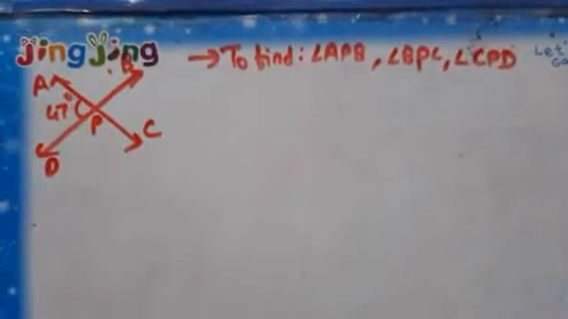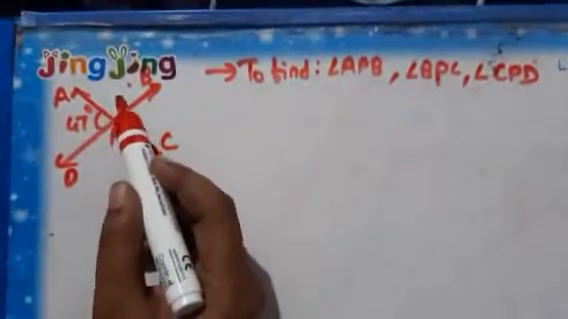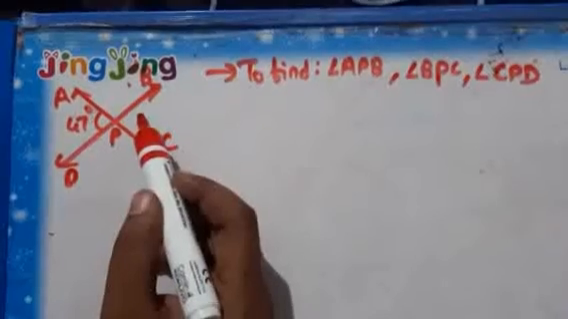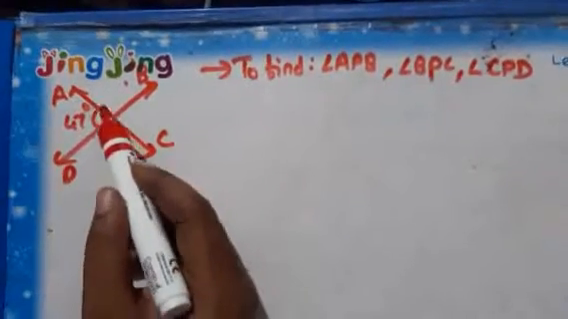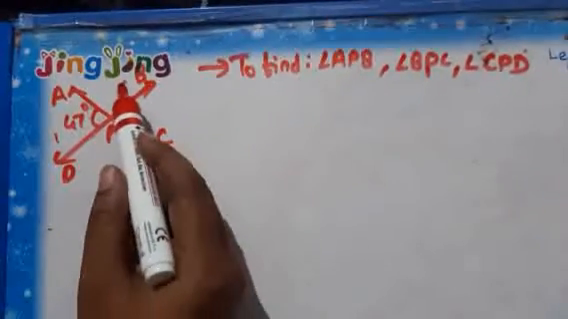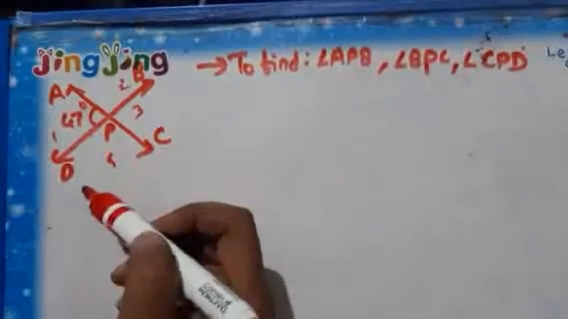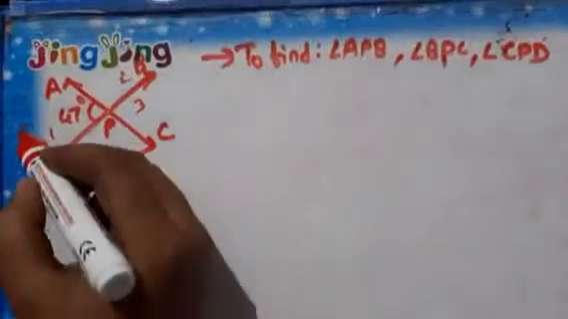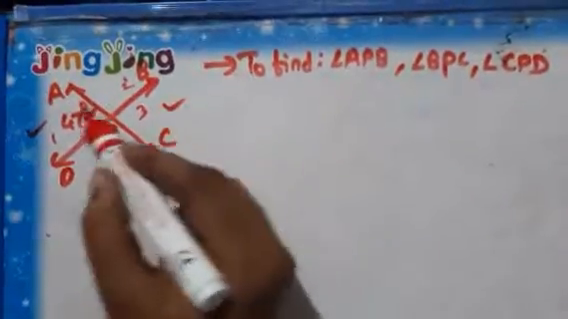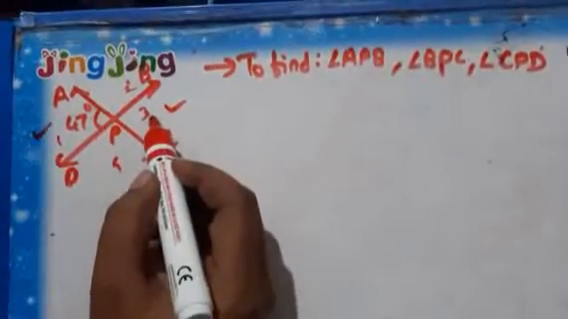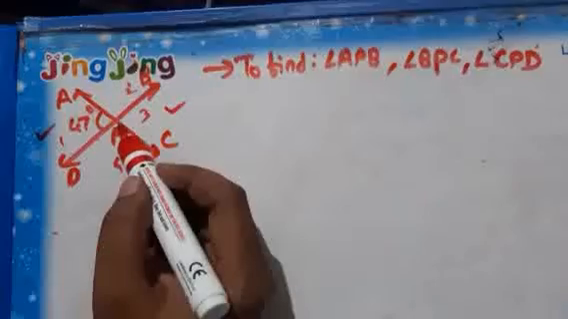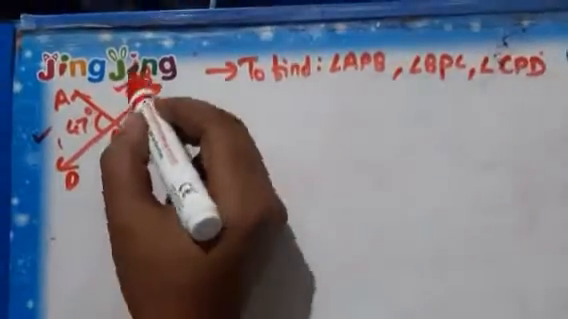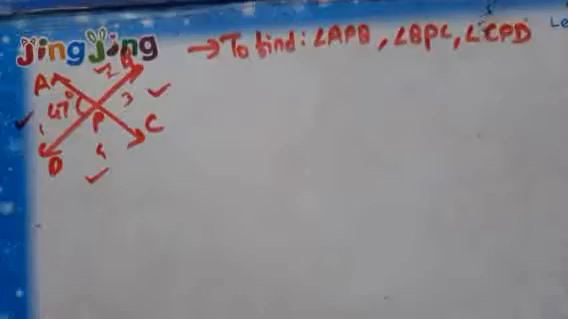So as you can see in the diagram, these 4 angles are formed by opposite rays. Means these first, second, third and fourth, these 4 angles are vertically opposite angles to each other. Angle third and first, they are of equal measures because they are vertically opposite. Angle 4 and angle 2, they are of equal measures because they are vertically opposite.